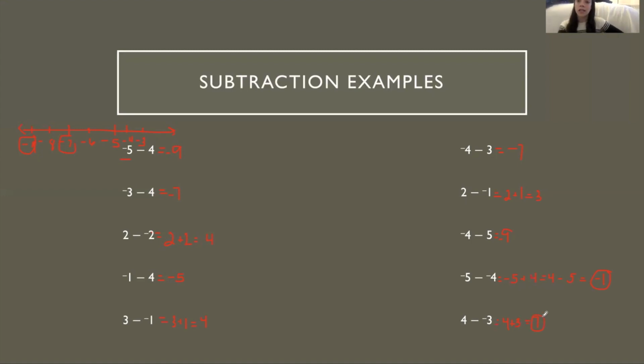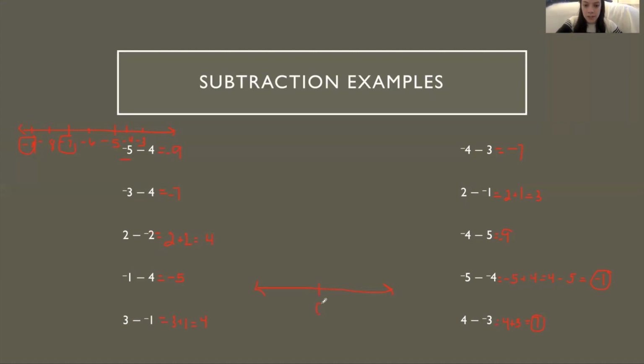Subtraction gets a little bit confusing, but once you get the hang of it, it's not so hard. Same with addition, you just need to get a lot of practice. So just keep practicing and you'll start to get the hang of it and it'll start to make a little more sense. Again, the number line helps you understand a lot. Like I'll do it again for this 4 minus negative 3.